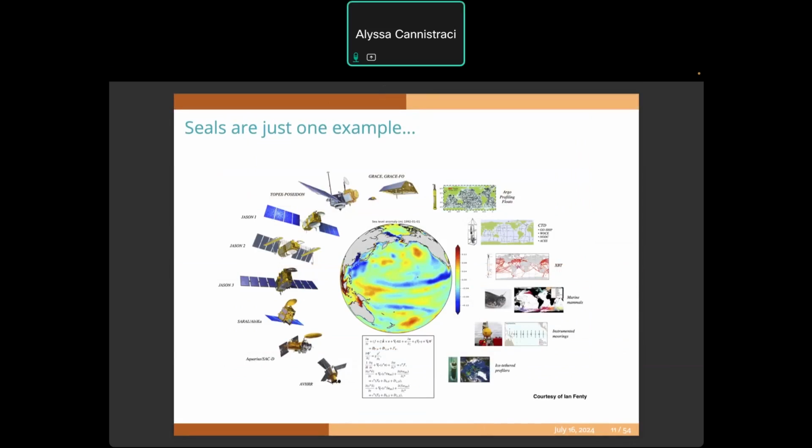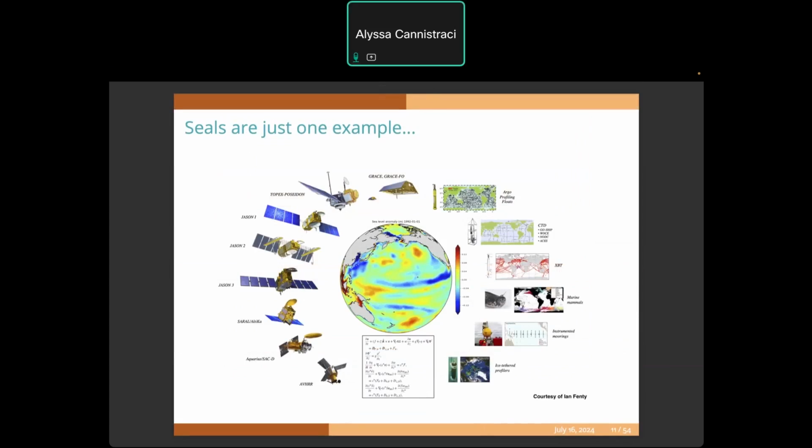So there's a plethora of satellites that collect data on things like sea surface variability. We also have GRACE and GRACE follow-on, which measure the gravity field. So this is like mass changes globally. So these can help with things like ice loss. We also have things like these CTD instruments, which stands for conductivity, temperature, and depth. It measures exactly that.